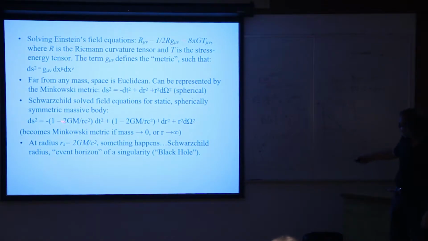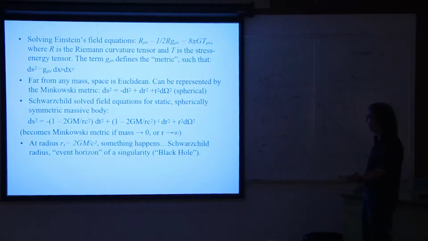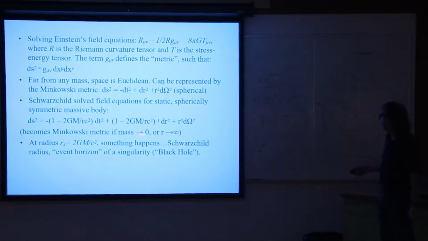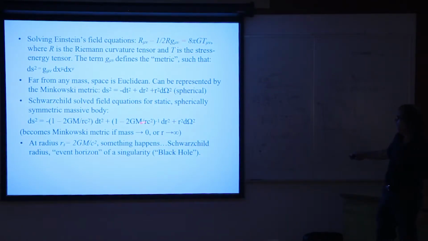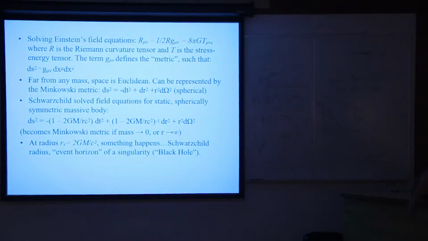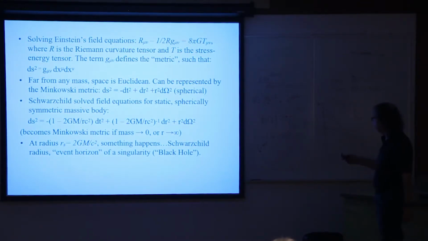Just to let you know, it's 2GM over rc squared. G is the gravitational constant, M is the mass of the massive body, c is the speed of light, and the rest of the parameters are defined as here. You can see the differences. Very simply, if you let M go to 0 or you let r go to infinity, you recover the Minkowski metric. So there's no mass, or you're very far away from it, space becomes Euclidean again. But close up, it follows this particular metric.